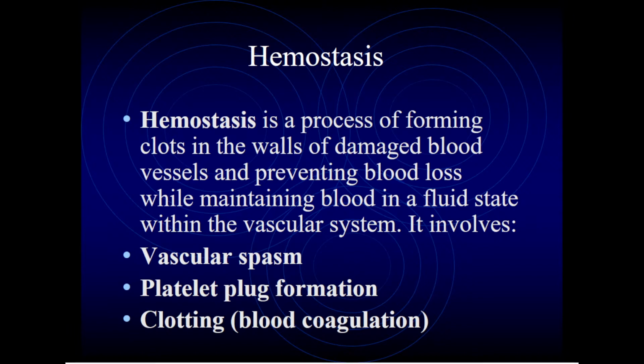When blood vessels are ruptured, three mechanisms of hemostasis are initiated to arrest bleeding. The first mechanism is constriction of blood vessels, or vasoconstriction, which is a reflex vascular spasm of smooth muscle in the walls of the blood vessels.